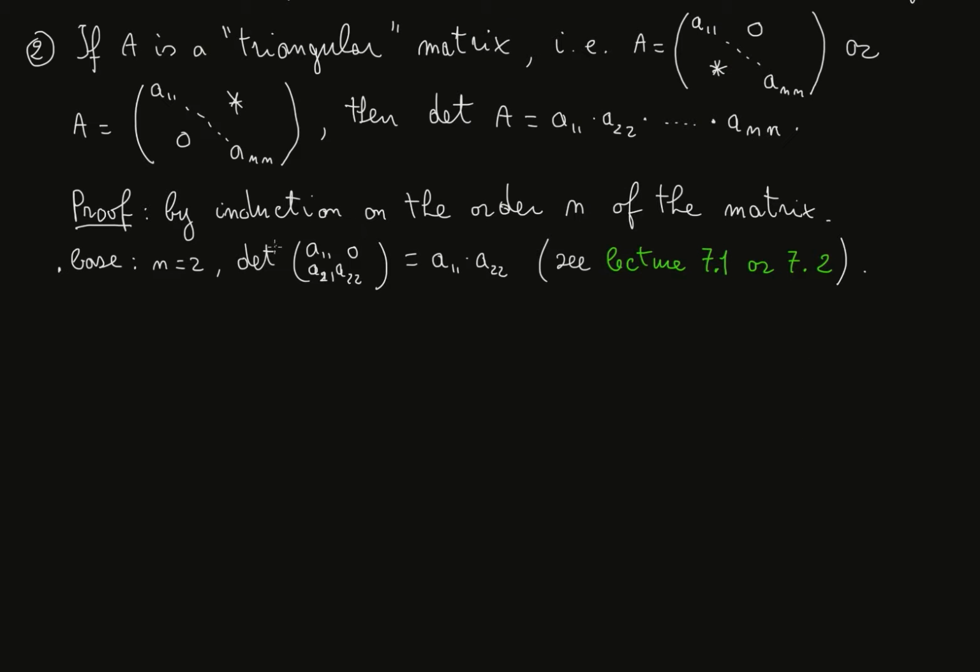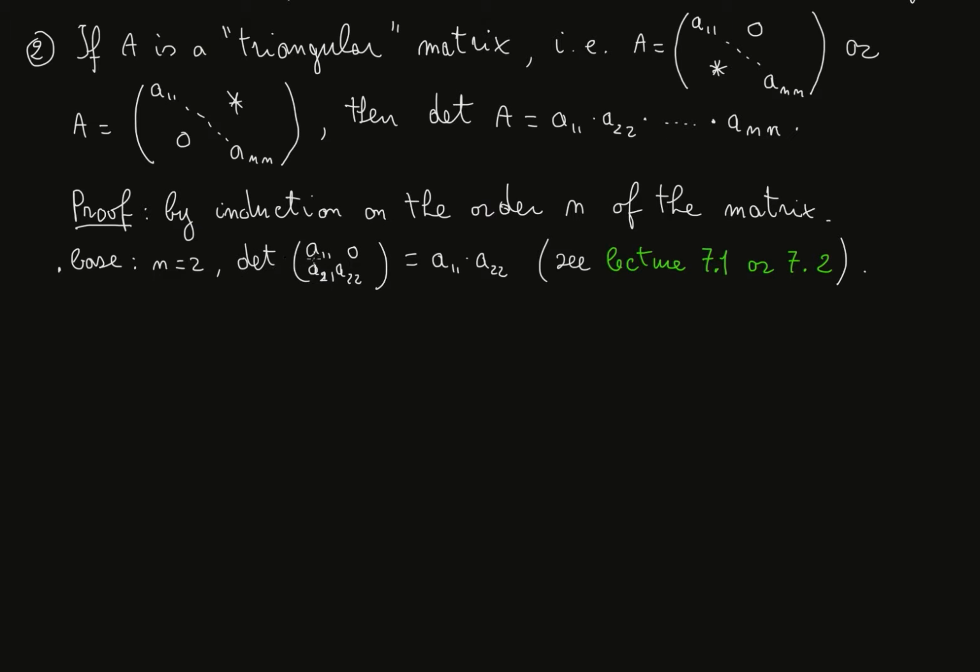Let's prove this fact by induction on the order n of the matrix. So let's assume that the matrix A has order n, and we have to settle the base of the induction. So let's start from the base n equals 2 and see if the claim that the determinant of A in the case of a triangular matrix is the product of the elements on the diagonal holds in this case.